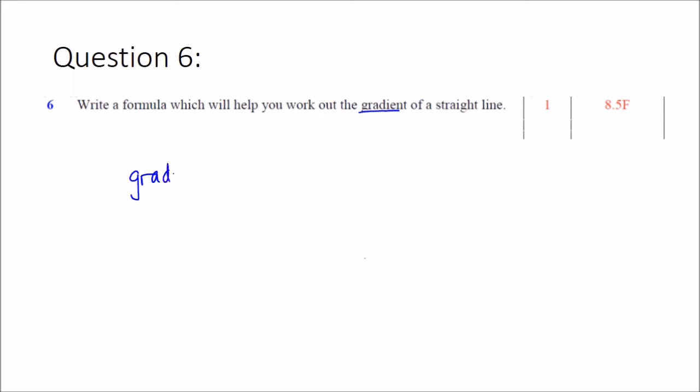So firstly, gradient equals rise over run. This is the definition of gradient. It's not the best answer for how you actually calculate it though. So a better answer would be probably this formula, m equals (y2 minus y1) over (x2 minus x1). Oops, forgot my one. Okay, so that's the best answer for that question.